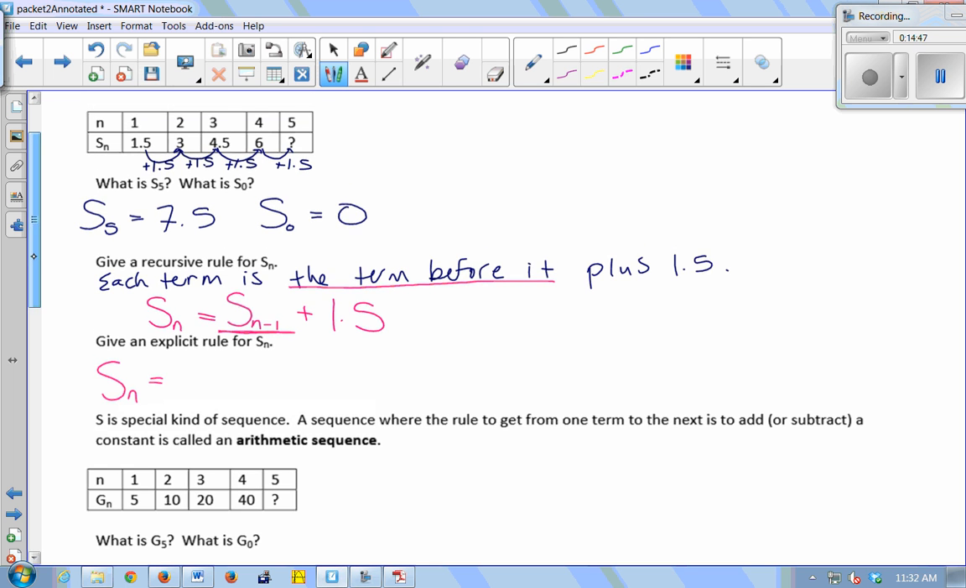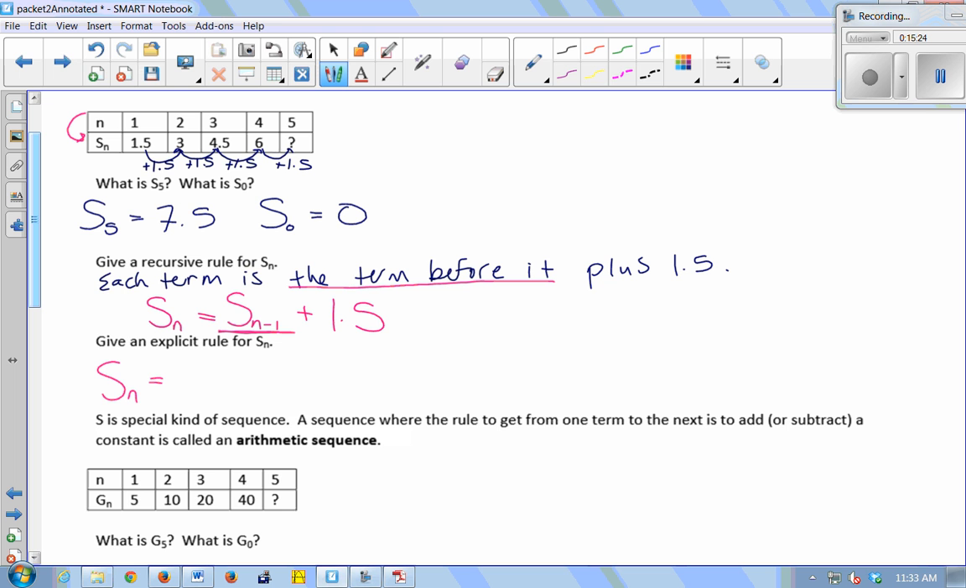Okay, so now I have to look at the relationship between n and S sub n, instead of the relationship between the values of S sub n. So how is 1 related to 1.5? How is 2 related to 3? 3 related to 4.5? 4 related to 6? Close. That's it. Times 1.5, which is 150%. Is that what you said? Yeah. So you want to multiply the n value by 1.5.